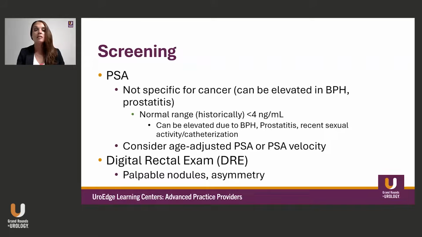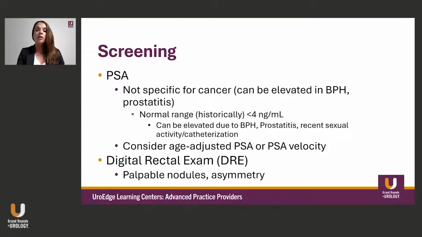So screening consists of PSA, or prostate-specific antigen, which is a blood test. It is not specific for cancer, which is why it's not a perfect test, but it can be seen elevated in both BPH, or benign prostatic hypertrophy, or prostatitis, which is an infection of the prostate. Historically, we looked at ranges being in the normal range if they were below 4. However, we've realized in more recent times that PSA velocity is actually much more reliable. Also is age-adjusted PSA.